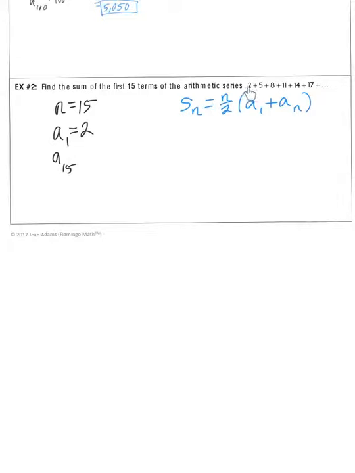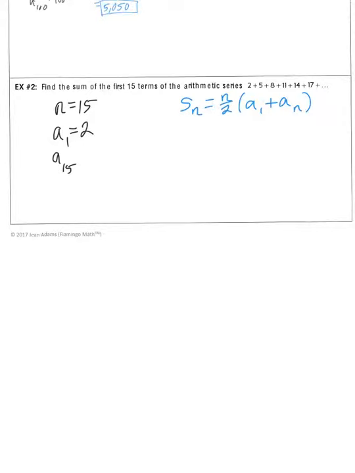Now, could I find the common difference? The common difference here is 3. Could I just keep adding 3 and get to the 15th term? Of course. But there's an alternative method. I could actually find my explicit rule. All I need to do is plug in some things that I know. So let's go ahead and find the explicit rule.